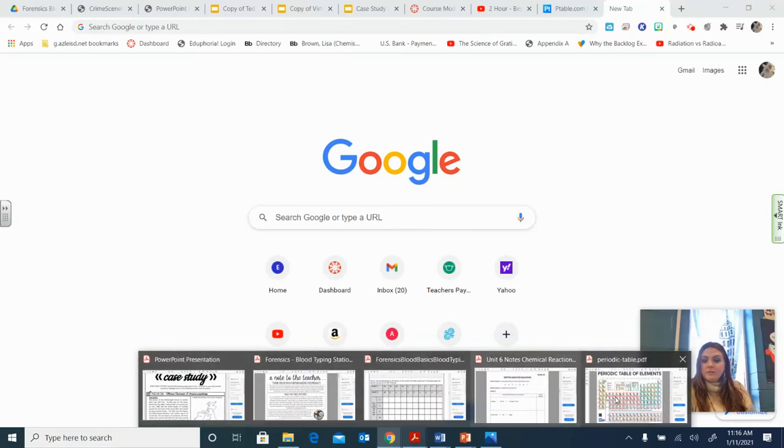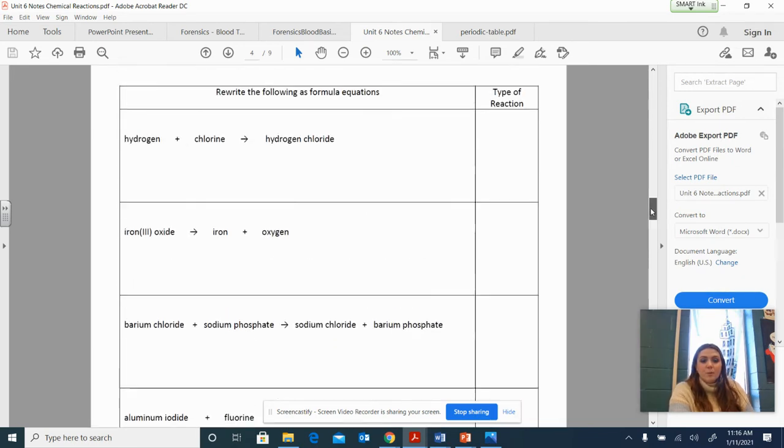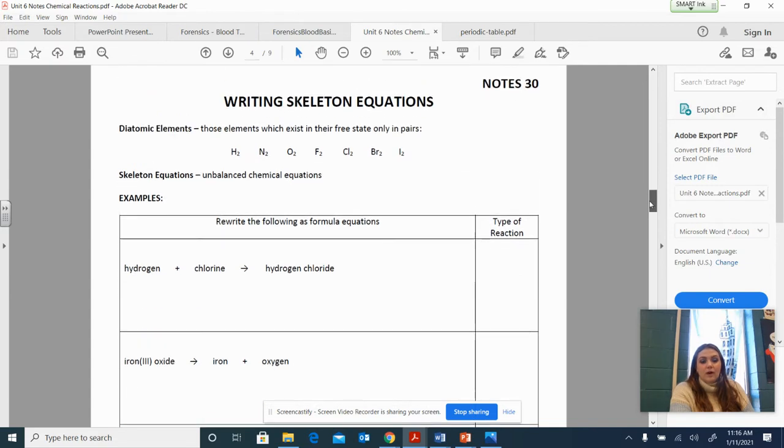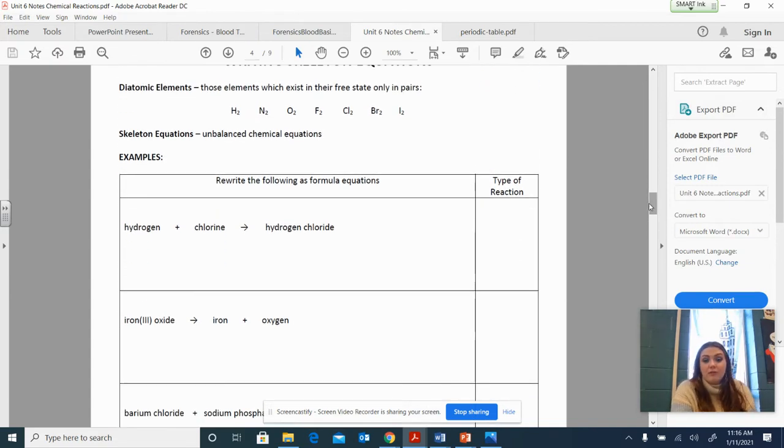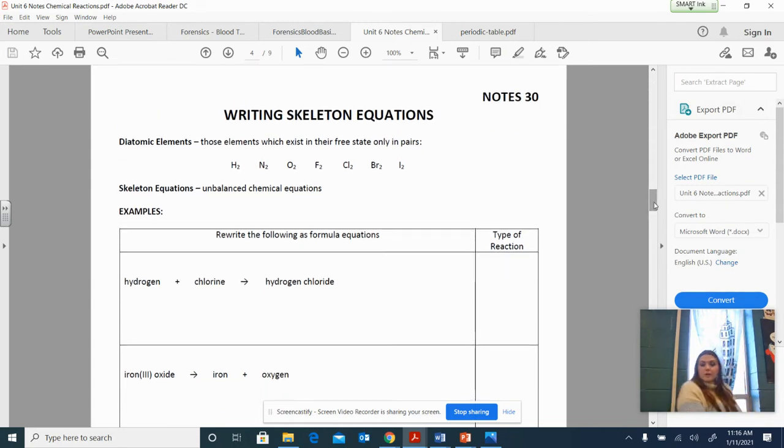Hello guys. So we are going to do notes 30, which is writing skeleton equations. You can see that it's kind of short, but it does take a little while putting everything together. It's using stuff from what we did before break of going from names to formula writing, and then putting that into a chemical equation to figure out what kind of reaction it is. And here we go. All right.